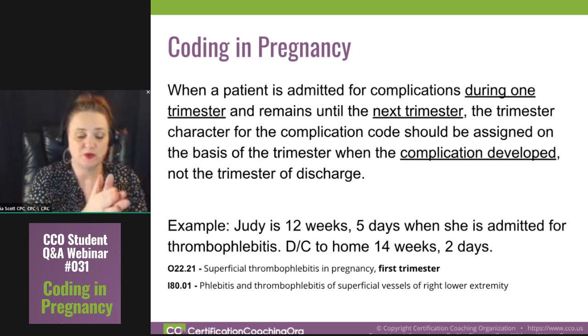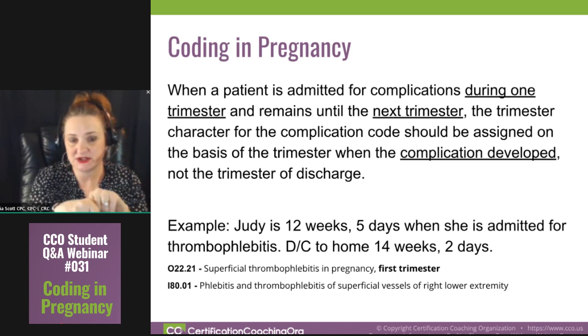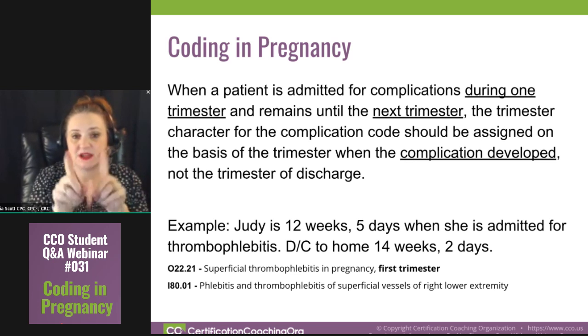Now, what do we do then if we have one trimester, and then in the second trimester, the patient is discharged? The key here is that if you have a complication that happens and the patient is in-house for two different trimesters, then you are going to assign the trimester date when the complication developed.